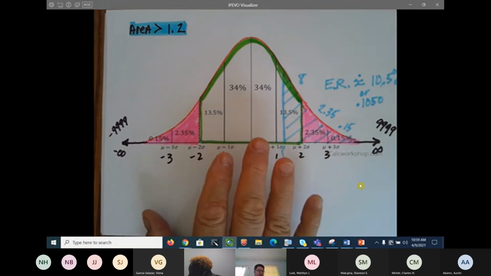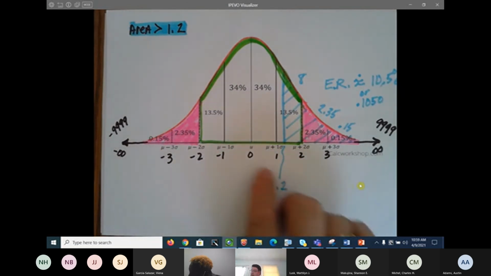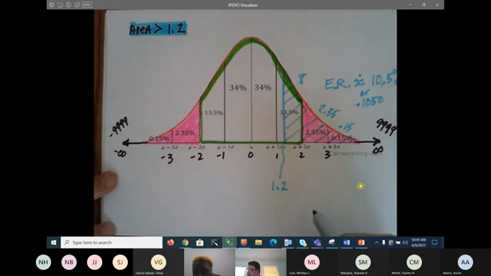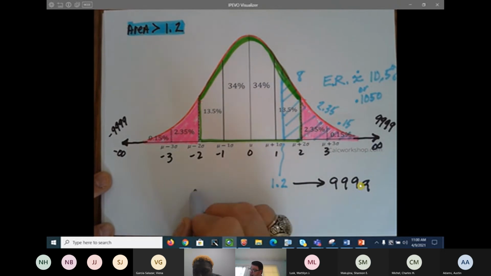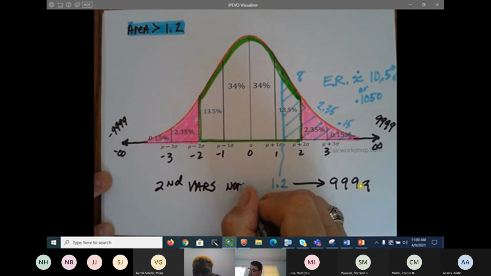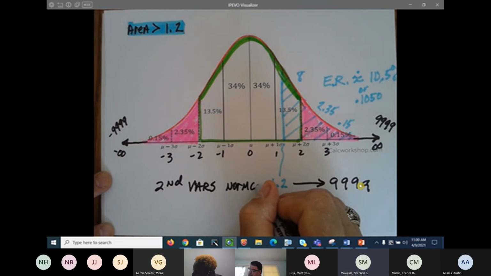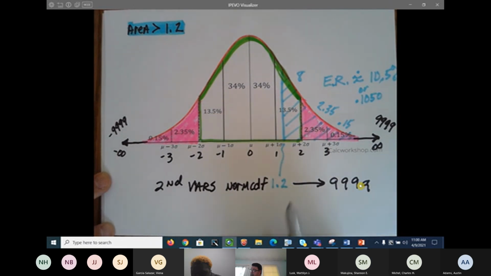I'm a little bit over. I've got 1 minute, so I'm going to go ahead and use the calculator, since this is a range. Which way do we read? Left to right. So I'm going to go from 1.2 to 9999 because that's what I want to find. So I'm going to do second, vars, normal CDF, and then I'm going to type in 1.2 to 9999. So here we go.